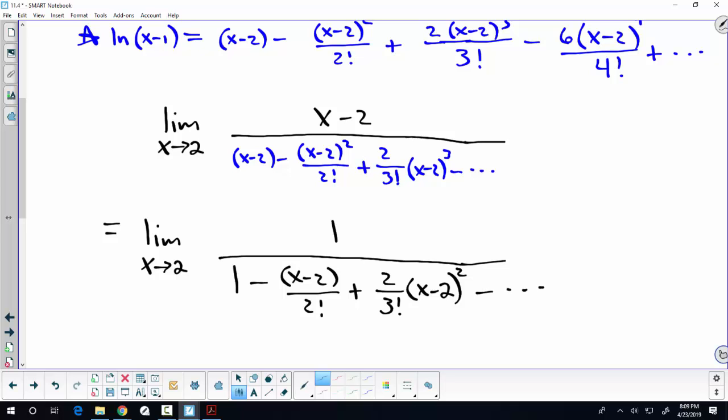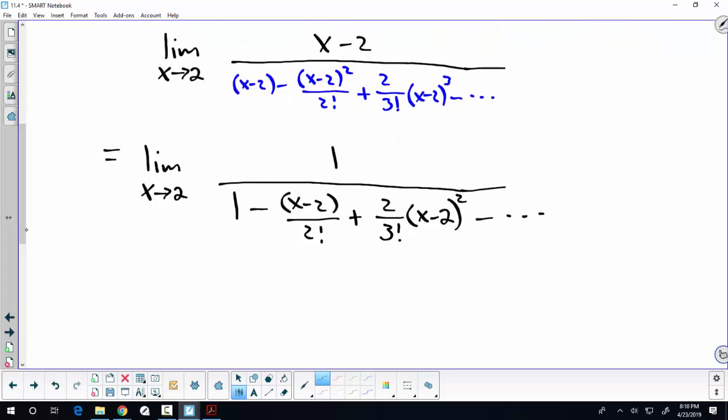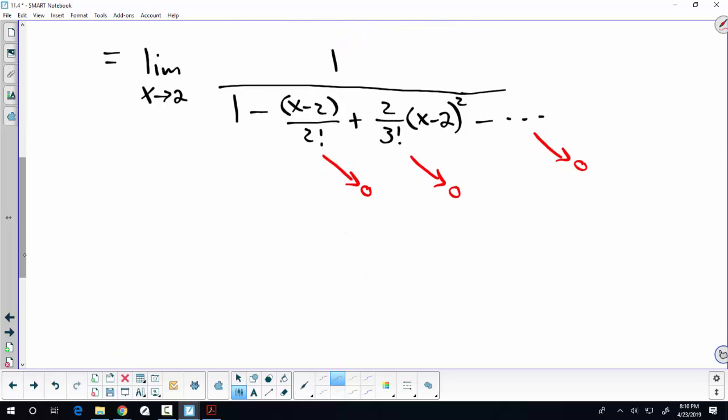So now as x approaches 2, what is our limit? Just one, because everything with an x minus 2, which is this term, and all of these terms to the right, all of those things approach 0. So we end up with just 1 over 1 plus a bunch of zeros. So the limit is equal.